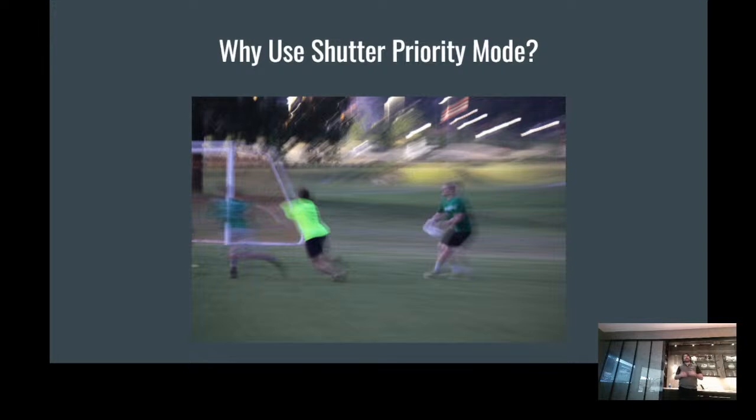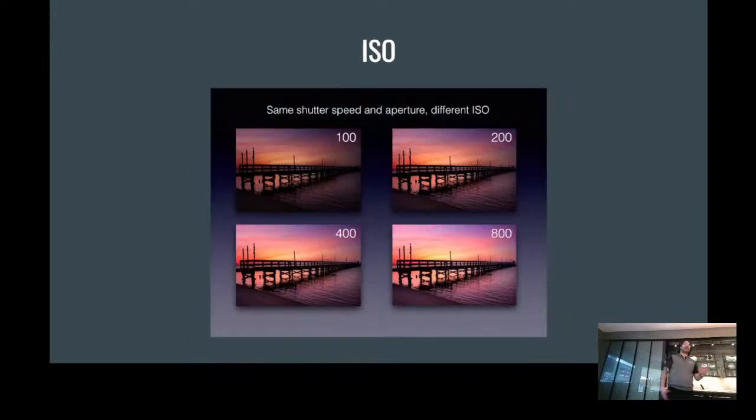So aperture is foreground to background separation, how much light the camera brings in. Shutter speed is the speed at which it's firing. The faster, the darker; the slower, the lighter. The third part that then brings this whole thing together is ISO.